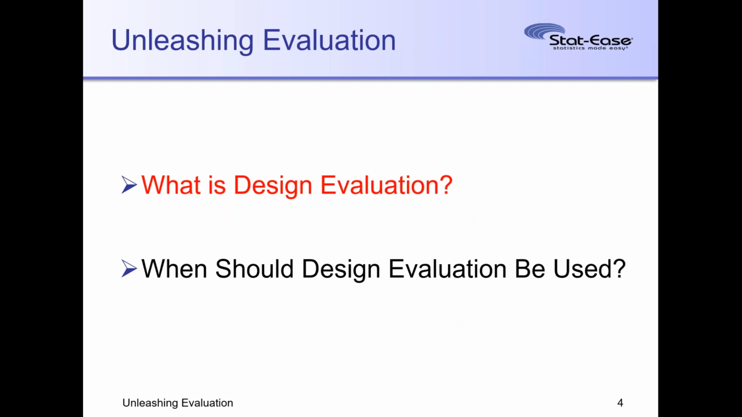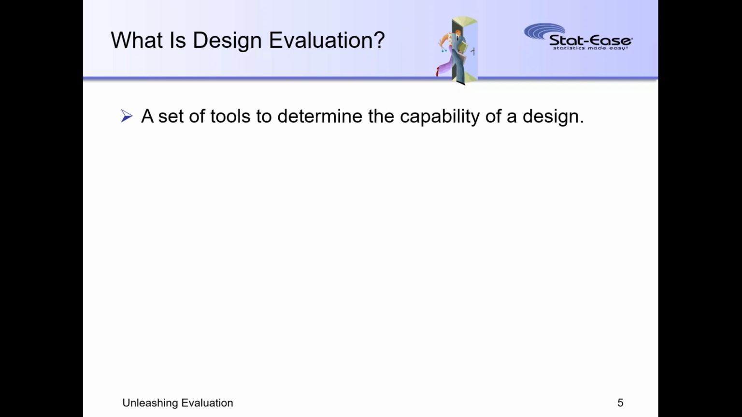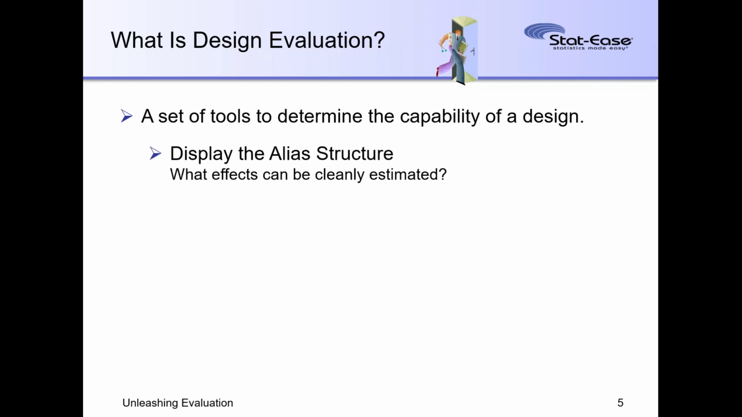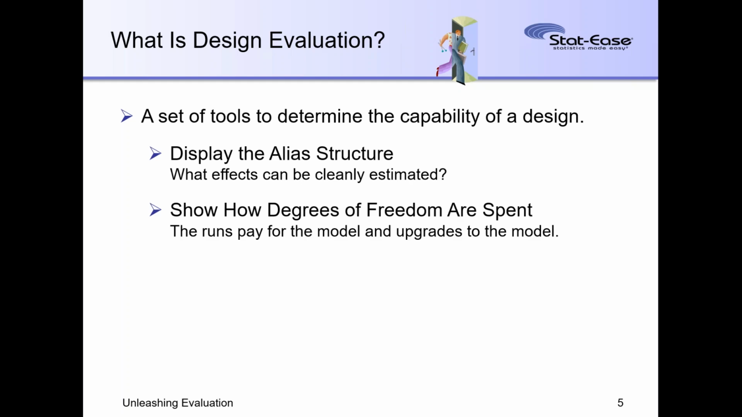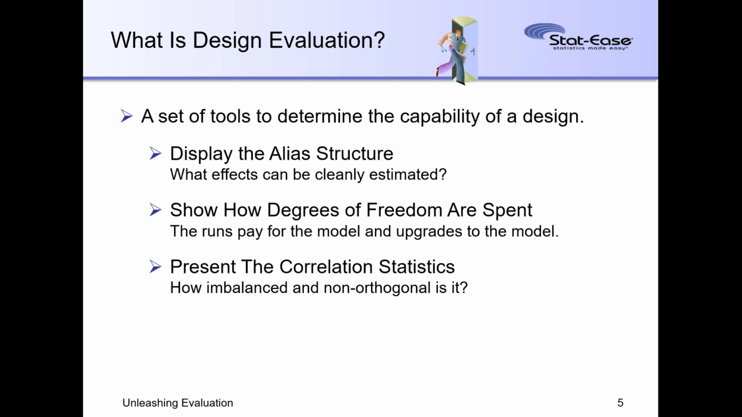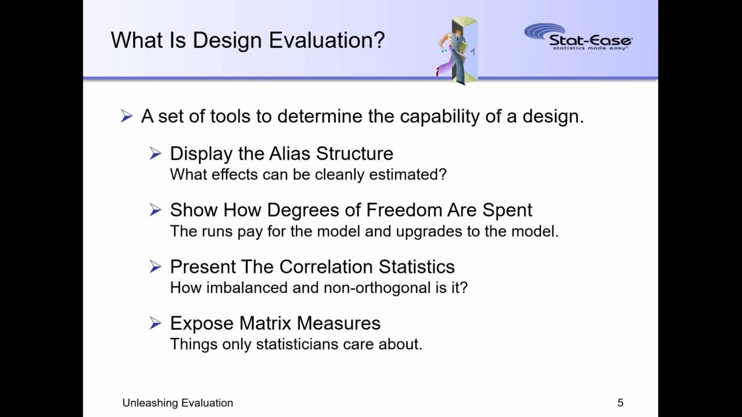So first off, what is design evaluation? Well, in simple terms, it's a set of tools to determine the capability of a design. We display the alias structure that tells us what effects can be cleanly estimated. We show how the degrees of freedom are spent. The runs pay for the model and upgrades to the model. We present the correlation statistics about how imbalanced and non-orthogonal the design might be. And we expose the matrix measures, which are generally things only statisticians care about.